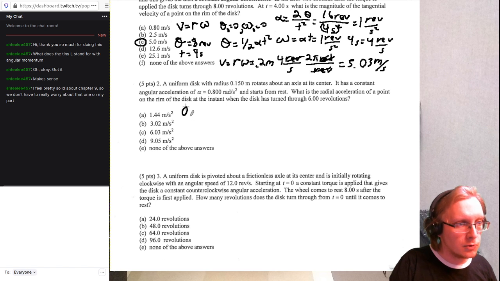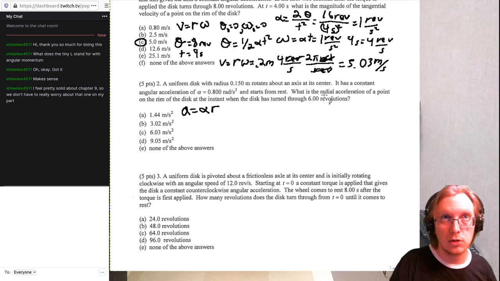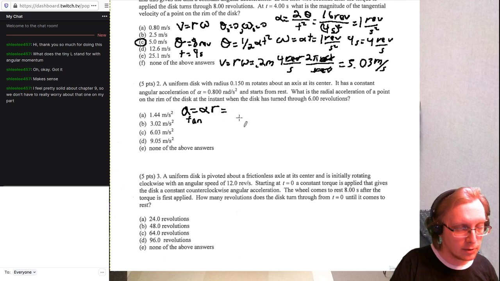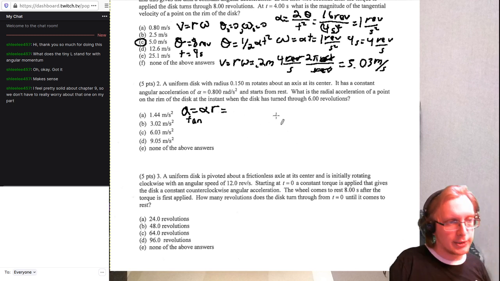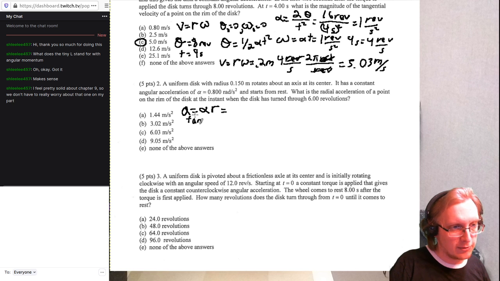Alright, so we want a equals alpha r, right? What is the radial acceleration of a point? Careful. I'll go ahead and answer what this question is, but that is not what it's actually asking for. It's a little more complicated than this one. If you want a tangential, no, it doesn't want a tangential. It wants a radial. Okay, fine. We'll get to that, but not right now.